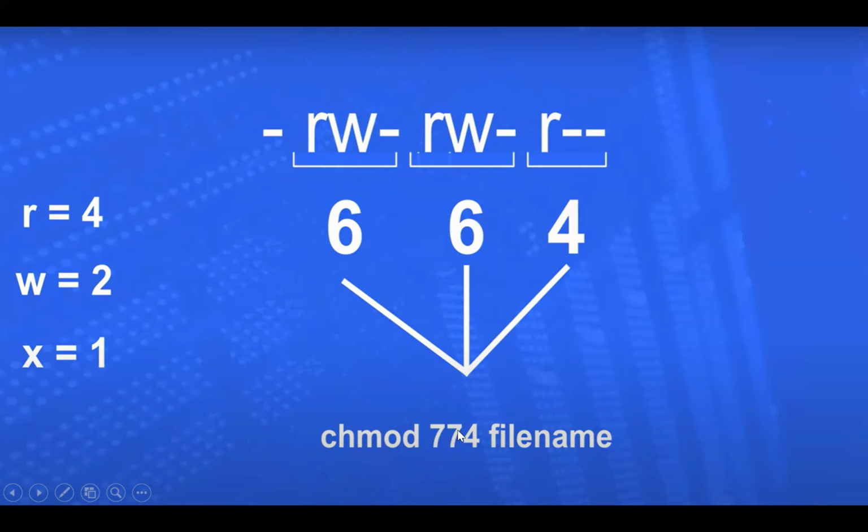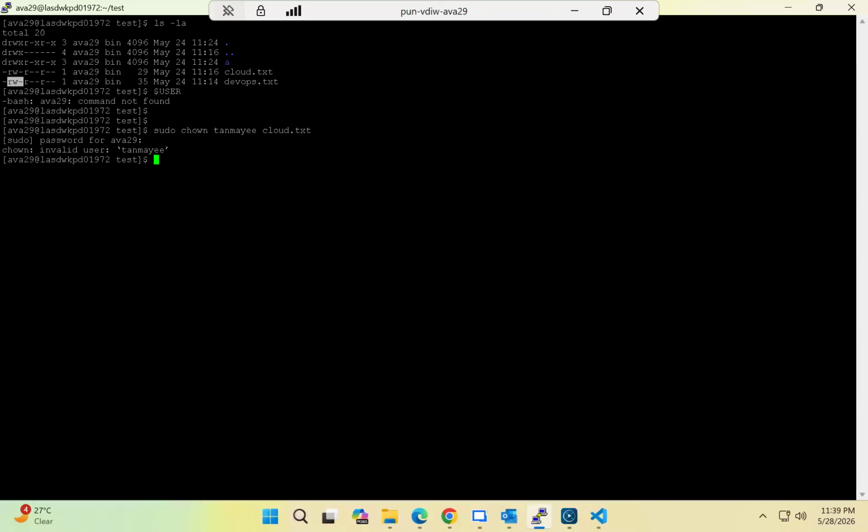Again, the other 7 is for the group. So group is also having all the rights. And the 4 is for the other user, and the other user is having only read access, the permission to read. Understood? So let's do a small task.